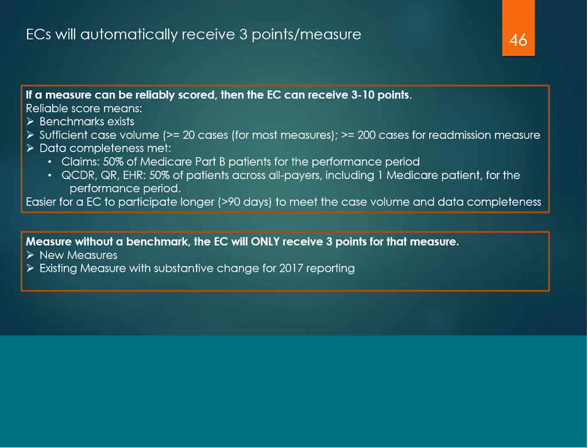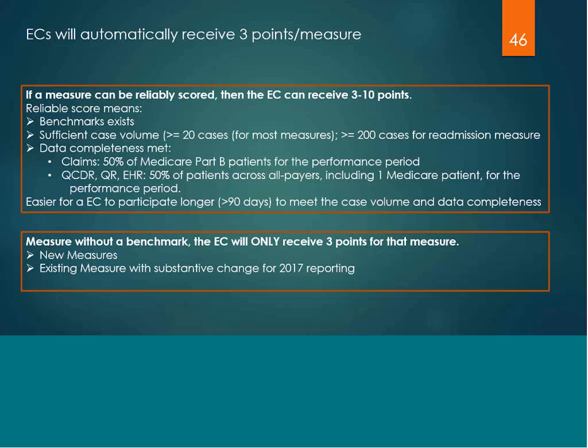If a quality measure has a benchmark, you also need to reach the sufficient case volume, and for most quality measures, that is 20 cases or more. For the readmission measure, it is 200 cases. And you need to satisfy data completeness. For claim submission, you're looking at 50% of your Medicare Part B patients for the performance period, and for all other data submission methods, it is 50% of patients across all payers, but you do need to have one Medicare patient within that population for your performance period that you've satisfied.